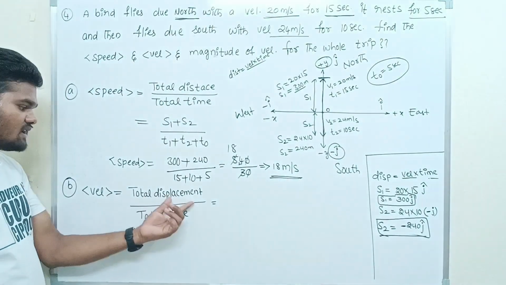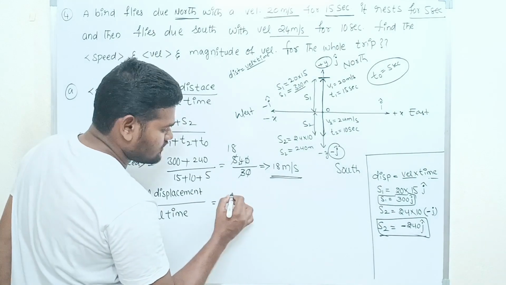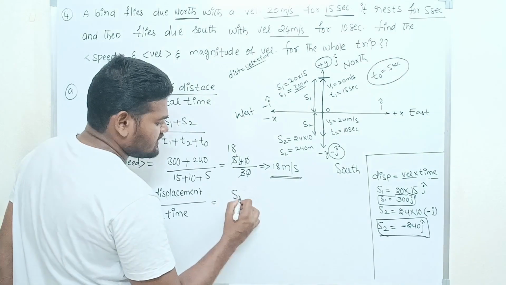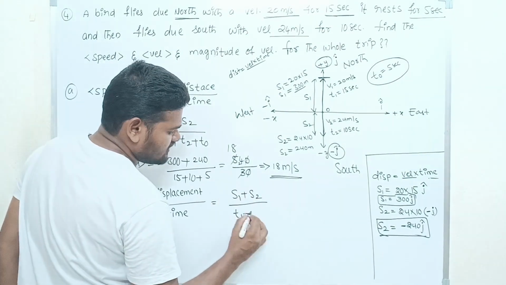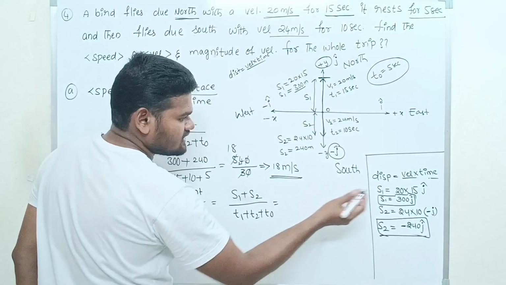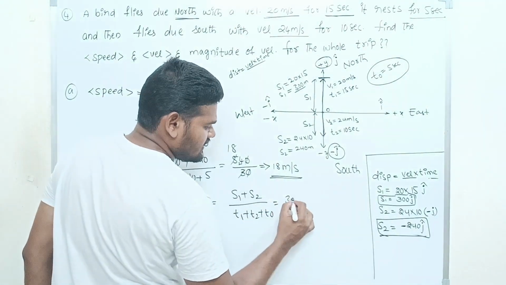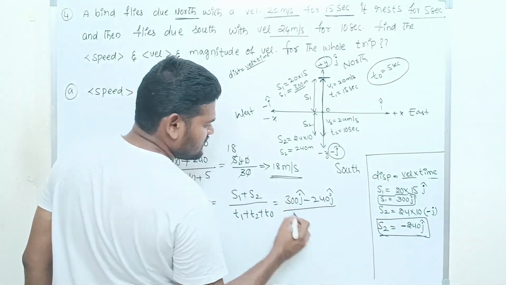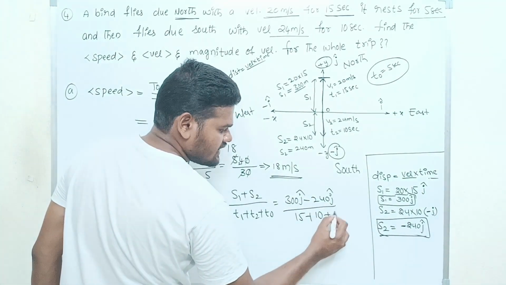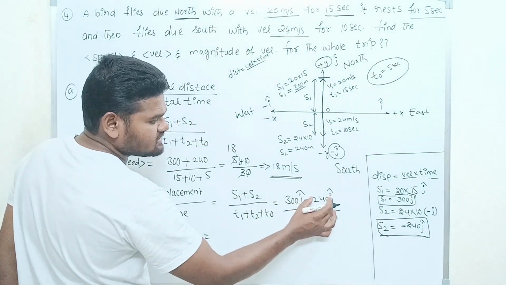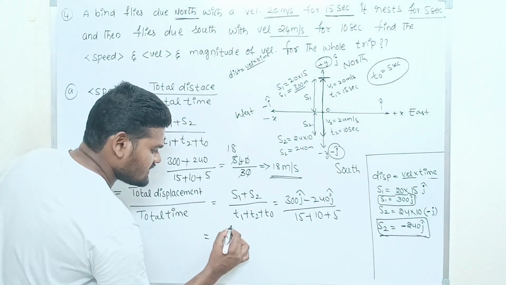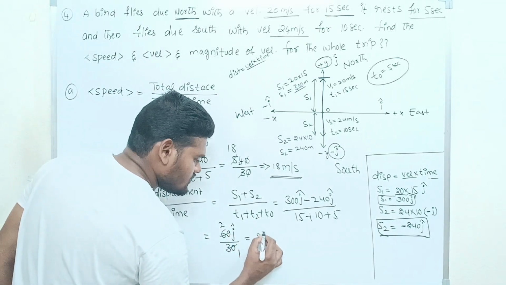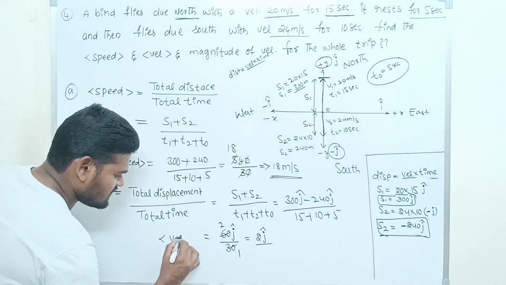Are you getting? So now, total displacement by total time. Total displacement is S1 plus S2, divided by T1 plus T2 plus T0. S1 is 300 J cap, minus S2, 240 J cap, divided by T1 15, T2 10, T0 5. Right, 300 J cap minus 240 J cap, you will get 60 J cap divided by 30. So 30 twos are 60, that is 2 J cap. What is this? Average velocity.